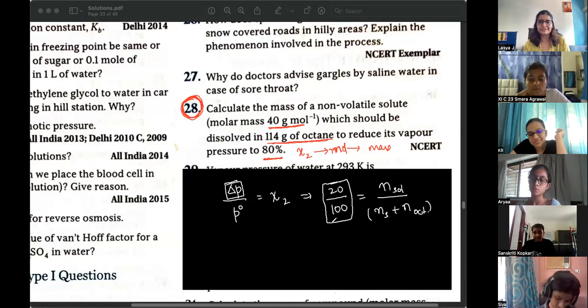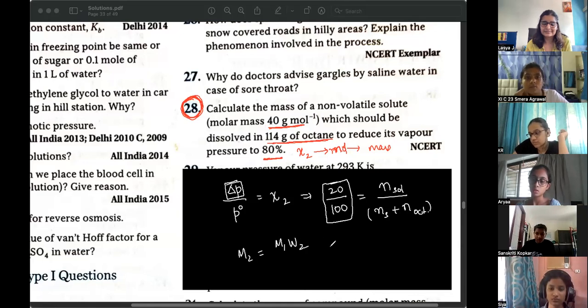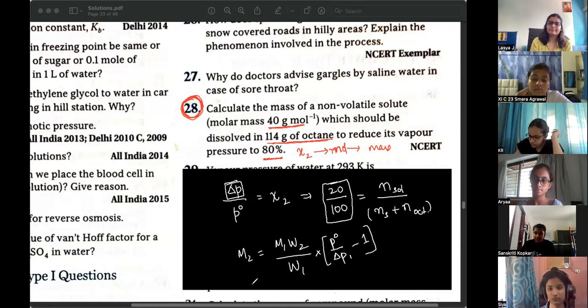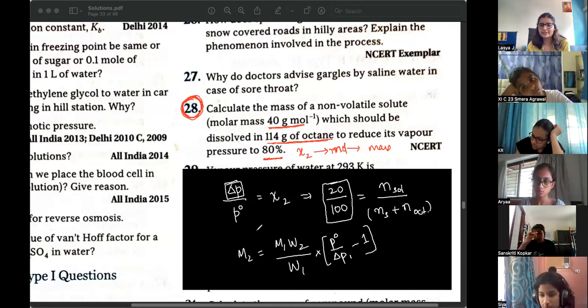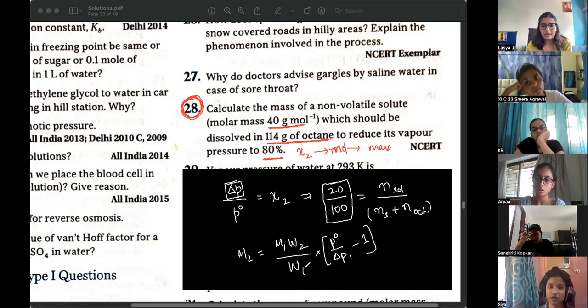I have to check. M2 is equal to M1 W2 upon W1 multiplied like bracket usme P0 upon delta P, minus 1. Yeah. Yahan pe 100 upon 20 aa jayega, minus 1, and substitute the values. How would you find M1? We know W1 114 is given. M1 is given, molar mass is 40 grams.